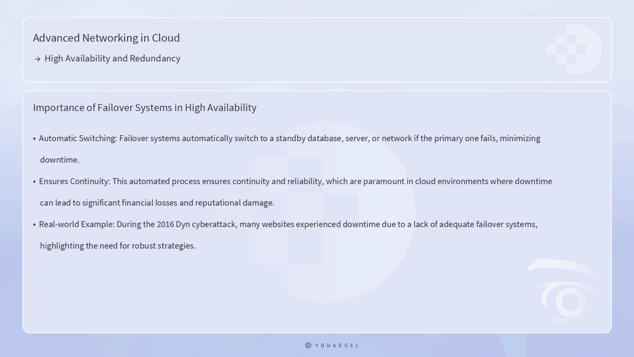Failover systems are another crucial aspect of high availability. These systems automatically switch to a standby database, server, or network if the primary one fails, minimizing downtime. This automated process ensures continuity and reliability, which are paramount in cloud environments, where downtime can lead to significant financial losses and reputational damage. For example, during the 2016 Dyn cyber attack, many websites experienced downtime due to a lack of adequate failover systems. Companies with robust failover strategies, however, managed to maintain service availability, underscoring the importance of this approach.